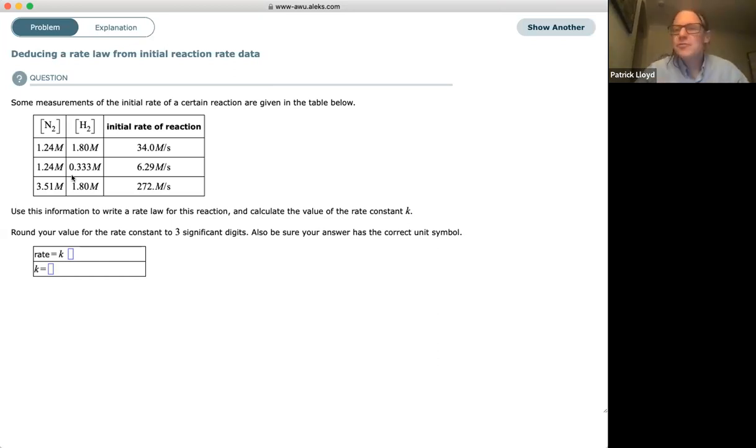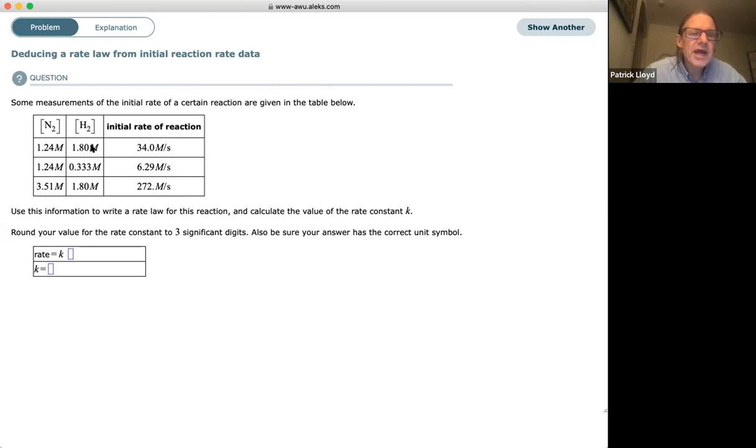Okay, deducing a rate law from the initial reaction rate data. So you'll see that term a lot, initial. That means that it's being measured early on in the reaction, okay? First few seconds, first milliseconds early on. Some measurements of the initial rate of a certain reaction are given in the table below. So here's a bunch of concentrations for N2. Here's a bunch of concentrations for H2. And here's a bunch of initial rates.